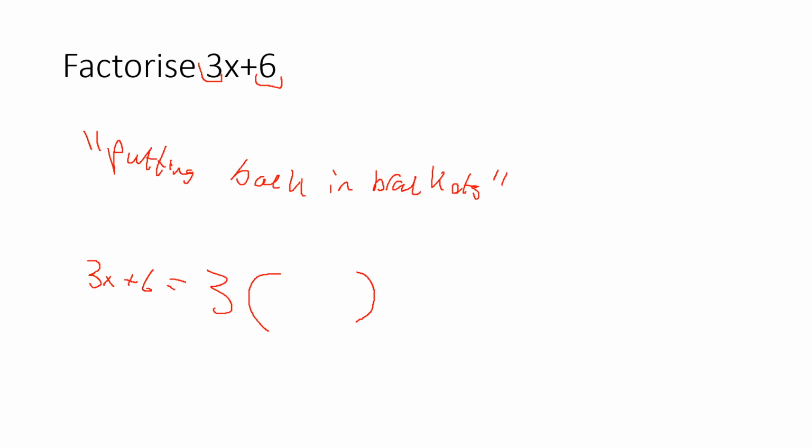What's 3x divided by 3? So what we can do is divide both of these by this 3 here. What's 3x divided by 3? It's just going to be equal to x, isn't it? Alright, what about 6? What's 6 divided by 3? 6 divided by 3 is just going to be equal to 2, isn't it? And so our final expression is 3 times x plus 2.